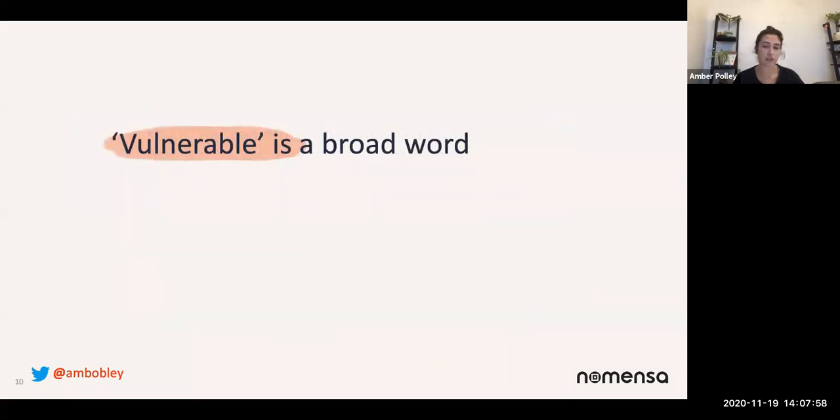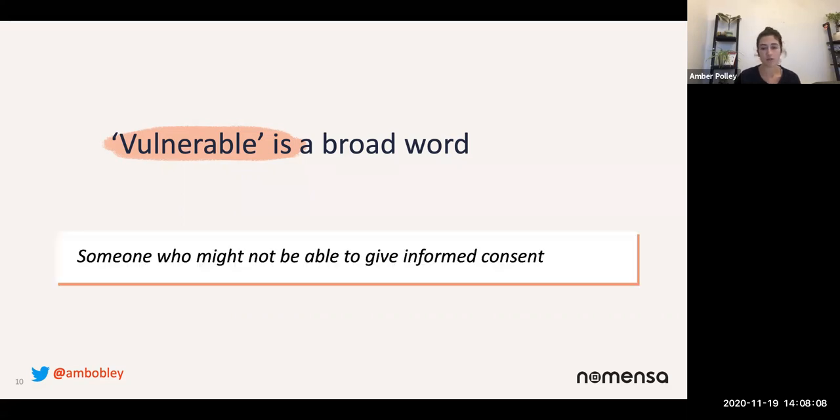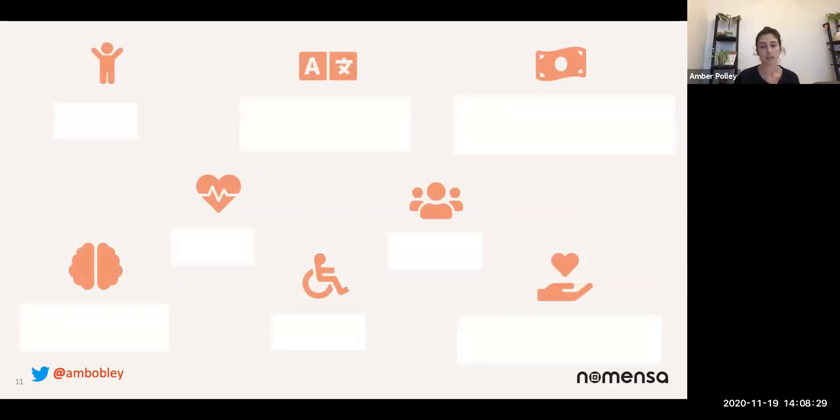So for me, when I was researching this for this particular talk and just through working with clients, vulnerable, when we're talking about this in a research capacity, is quite a broad word. And I came to the conclusion that it really means anyone who might not be able to give informed consent. And this could be for many different reasons. It could be because they have specific cognitive impairments that stop them from giving informed consent or having that understanding of it. It could be because they're dependent on someone else to give that informed consent for them to be doing the research. And there's lots of different types of vulnerable groups that we could be talking about.